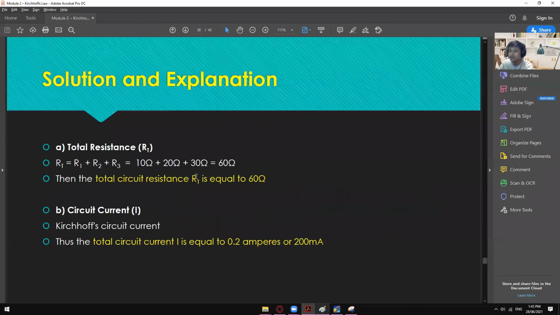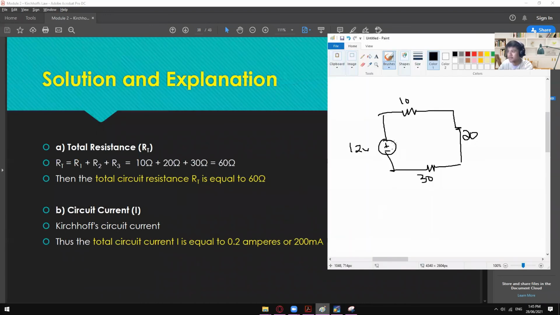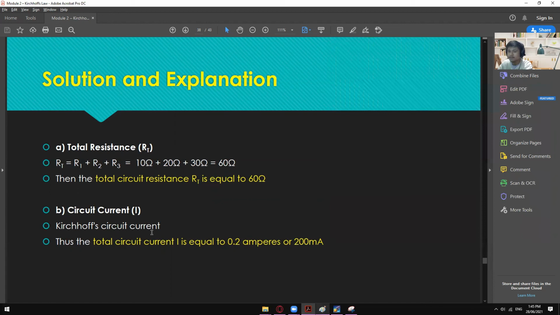Here's the solution explanation. Just by adding everything, 10 plus 20 plus 30, you get the R total, which is 60 ohms. For the total current, we already have the total voltage and the total resistance, so I is equal to 12 divided by 60, which gives you 0.2 amps or 200 milliamps. Those two are the same. So that's it for A and B.